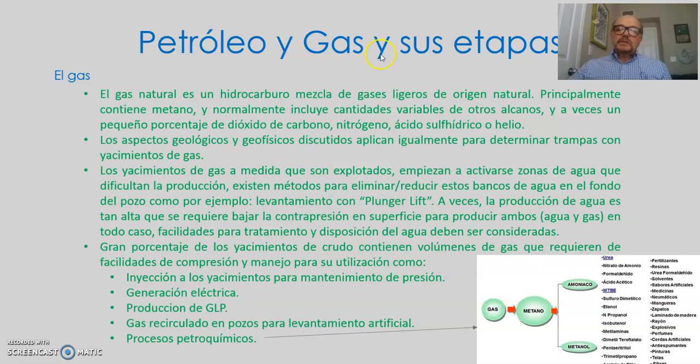For that, we use the plunger lift that I mentioned, or we can use gas lift, just to get rid of the water. And the gas, you use it to inject back in the reservoir. We have to generate power, liquefied petroleum gas. And we can use this gas lift, and we can send it to the chemical processes plants. Those are the uses for the gas, okay?